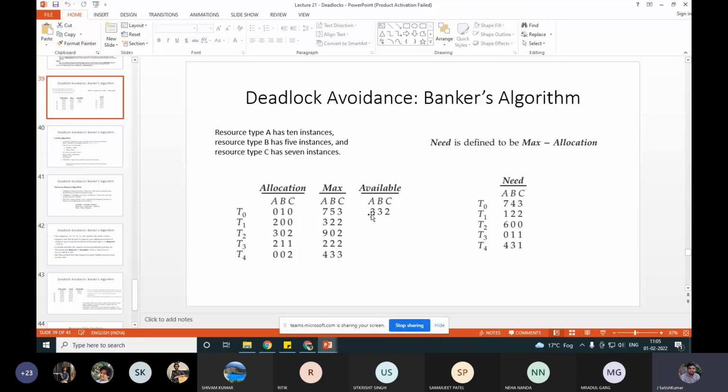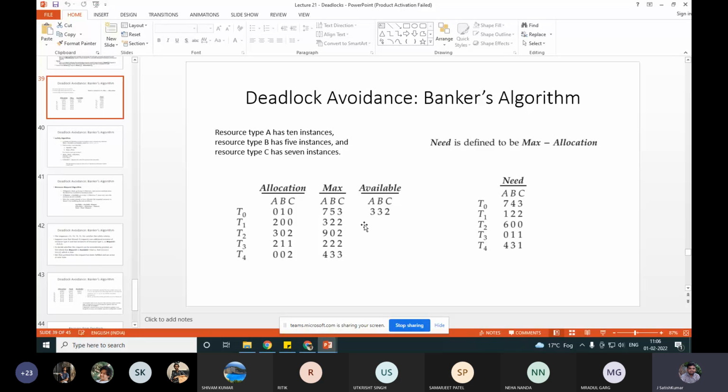These are the available number of instances. Resource A has three instances. Resource B has three instances. C has two instances. This is the allocated matrix, and this is the maximum needed, the maximum requested. So the need is max minus allocated, which will give you the need.